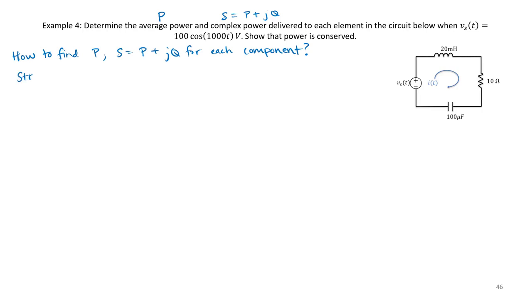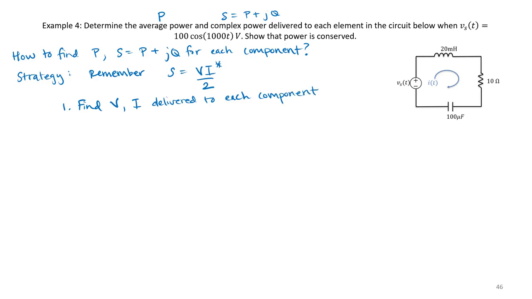Here's a very helpful strategy. Remember that important complex power equation. We know complex power S is going to be VI star divided by 2. So basically, we need to first find V and I delivered to each component. Once we know V and I, we can use V and I to calculate S. Remember, that's our complex power.